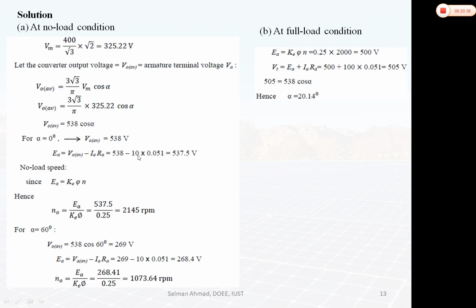0.051 into 10, we get the back EMF to be this. Now the constant is given, that is 0.25. With the back EMF we computed, we can find the RPM. So 2145 RPM. Similarly, for alpha equal to 60, substitute here and we find the average voltage. We can again find the back EMF, then we can find the speed. Similarly, at full load condition, we can compute what the alpha will be.